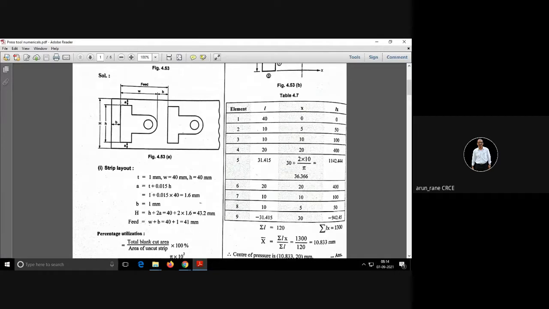Now this is for the first component. How is the feed? Can anybody tell me how is the feed? Is it going from this direction, that is from left to right, or is the strip going from right to left? Please tell me quickly.